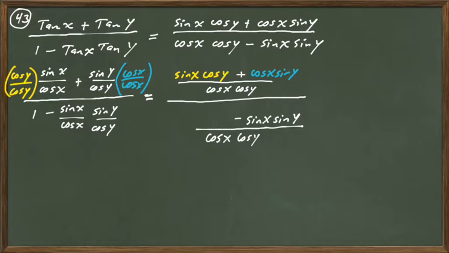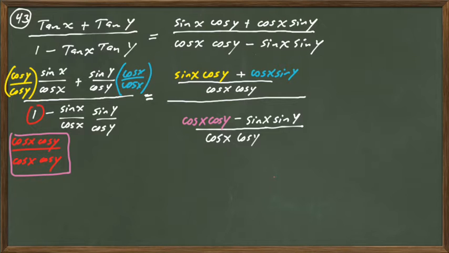This 1, let me use a different color here. Could this 1 be written as cosine x cosine y divided by cosine x cosine y? Is 1 anything divided by itself? Yes. So what that enables me to do is to replace the 1 with cosine x cosine y divided by cosine x cosine y.